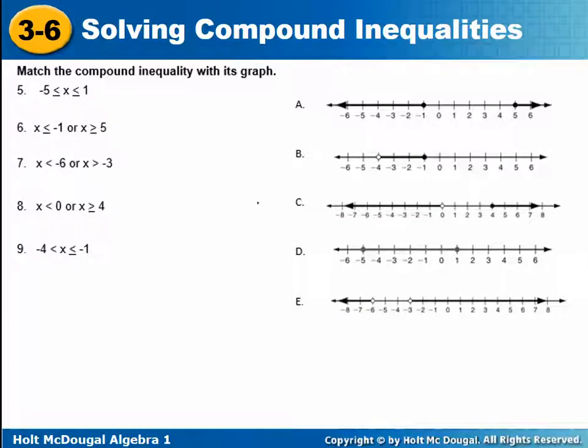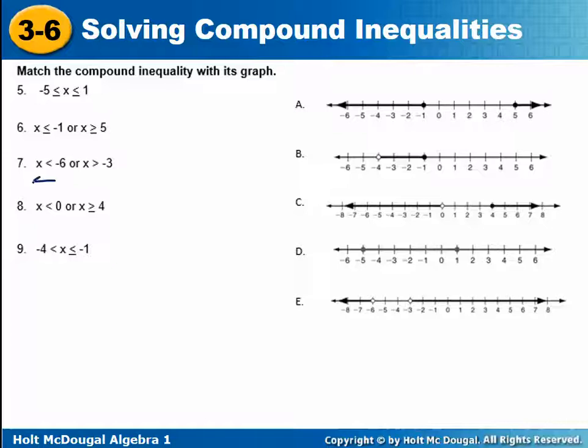All right, so let's look at these problems. The graphs are over on the right and the compound inequalities are on the left. So we're going to try to find the right graphs that go with the statements. Let's look at number 7. It says x is less than -6 or x is greater than -3.